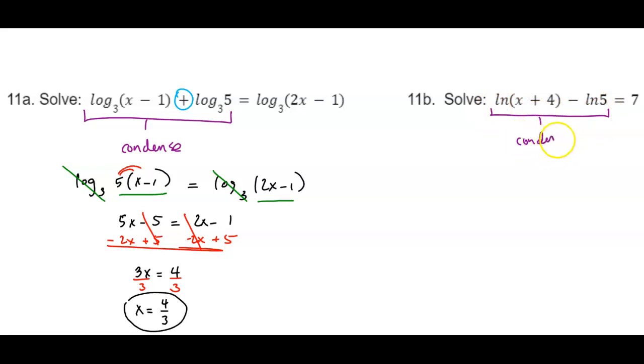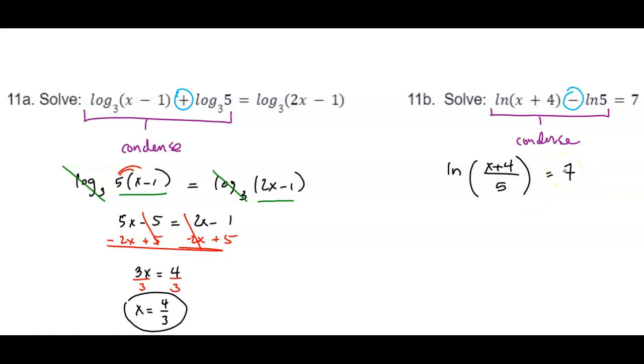This time, however, when I condense, I have to condense it into a quotient because it is the difference of 2 natural logs. So rewriting it in its condensed form, I've got the natural log on the top should be the x plus 4 because it was the positive term. The bottom should be the 5 because that term, the natural log of 5, was negative, and it equals 7.